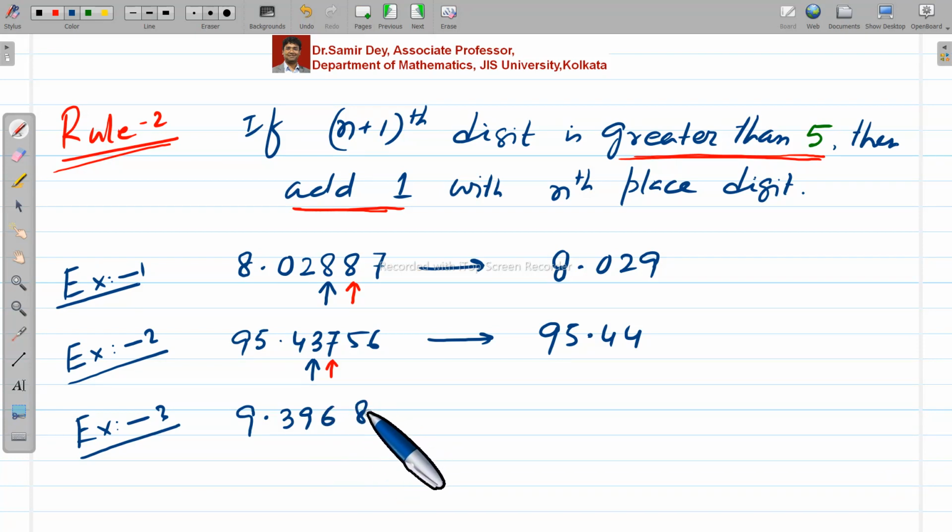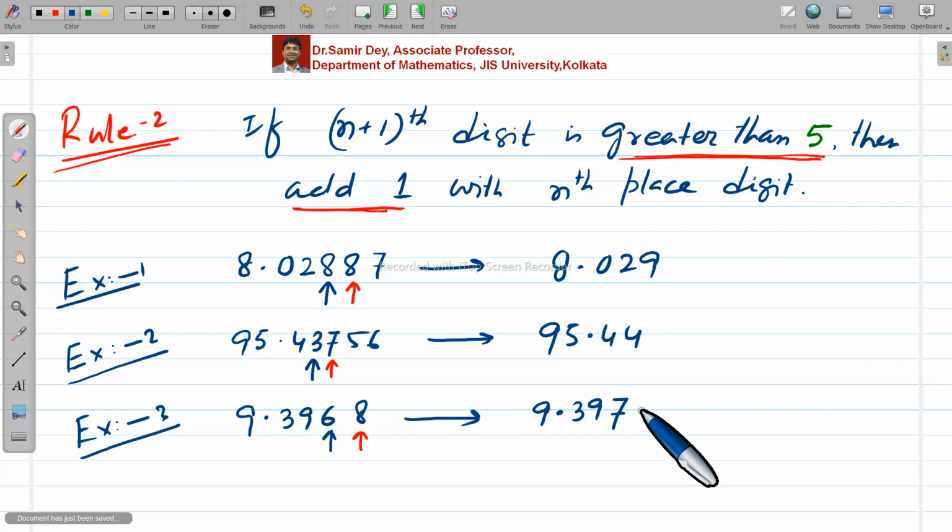9.3968. Suppose you want to round off up to this level. Clear? What is our next target? Our next target will be the next number. Now here it is clear the next number is above 5. Then what will be the answer? Please write down 9.397. Now I think it is clear to everyone.